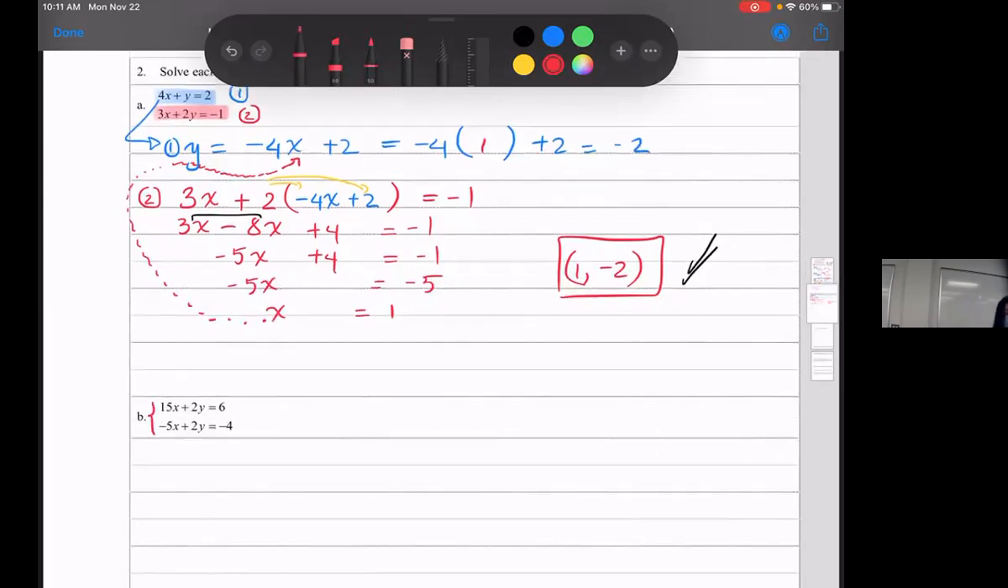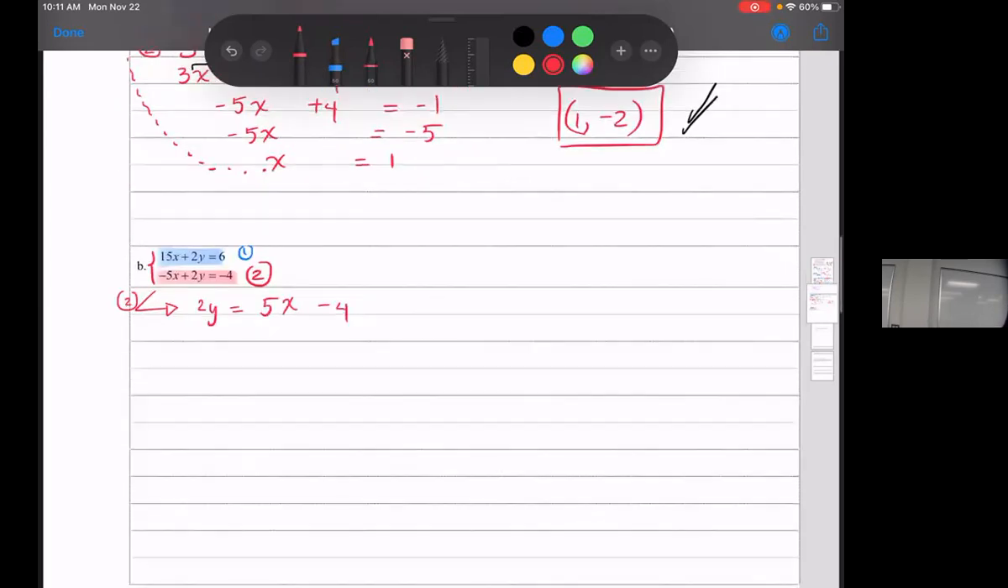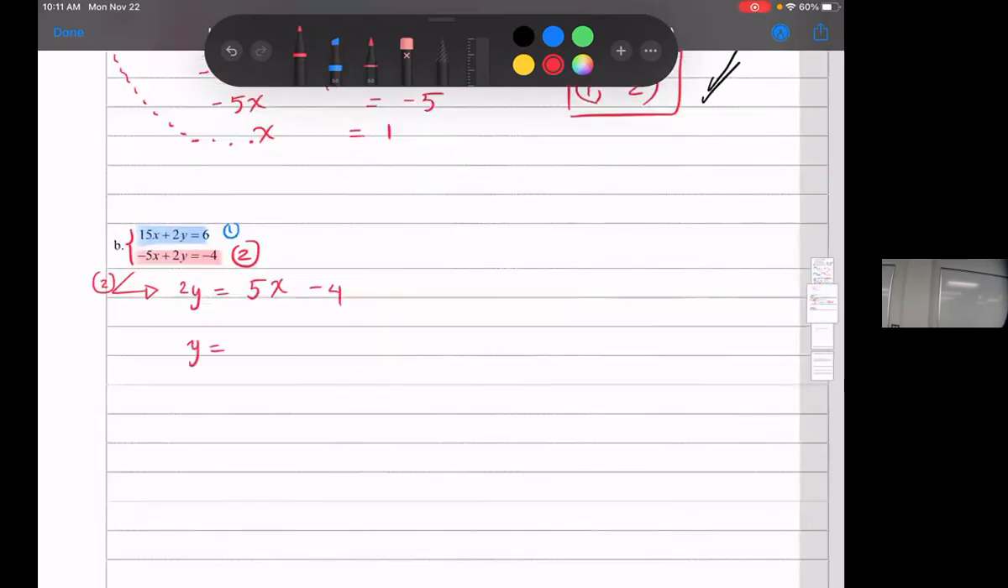All right, for the second one, it doesn't matter what you solve for. I'm going to pick the second equation because the coefficient looks smaller. Equation number 2, I'm going to solve for y. So I'm going to add 5x to both sides: 2y equals 5x minus 4. Divide both sides by 2. I have y equals 5/2 x minus 4 divided by 2 is 2.